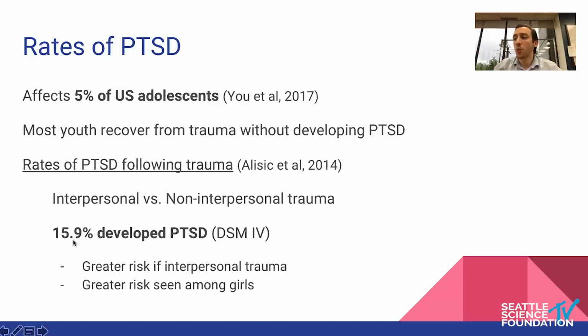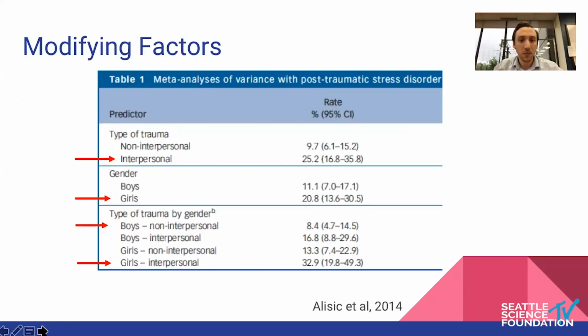There was quite a bit of heterogeneity across samples, and so specific moderators were further analyzed and showed that youth who were exposed to interpersonal trauma had a much greater risk of developing PTSD compared to youth exposed to non-interpersonal trauma. There was also a difference seen in that girls tended to have a higher risk of developing PTSD following trauma exposure compared to boys. And so we'll go into a little bit more detail about that here.